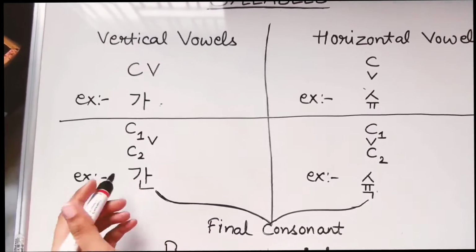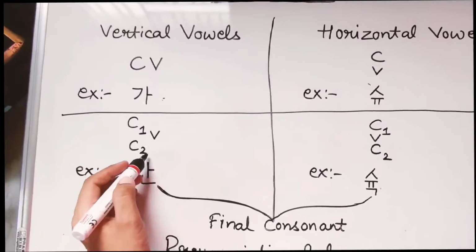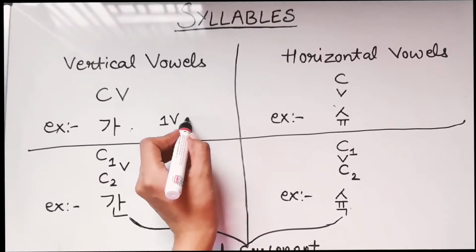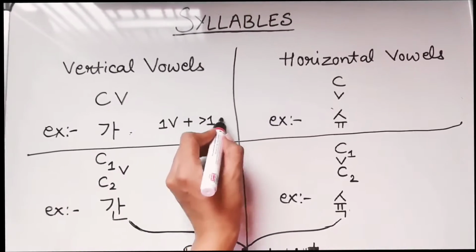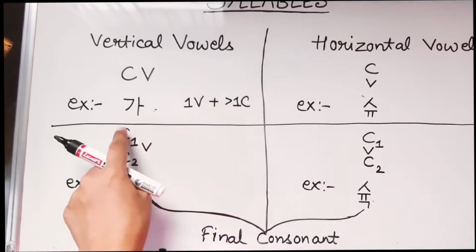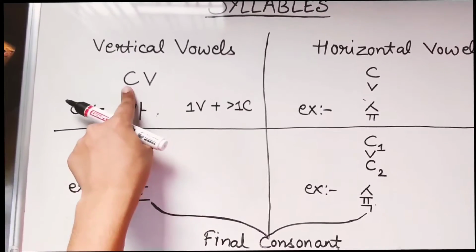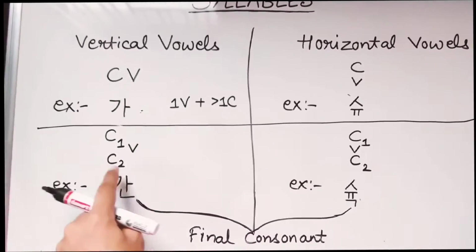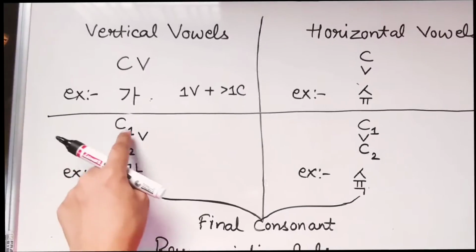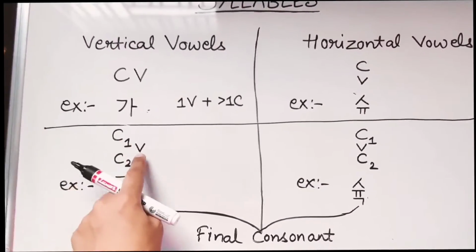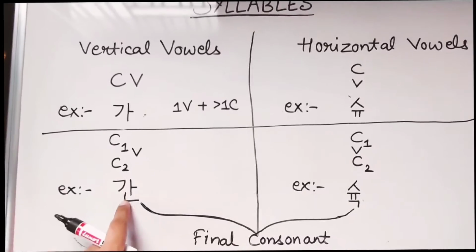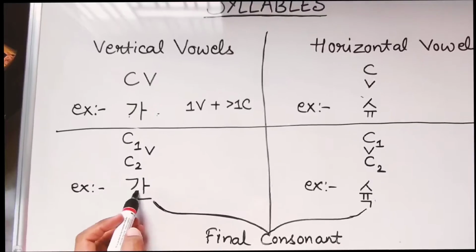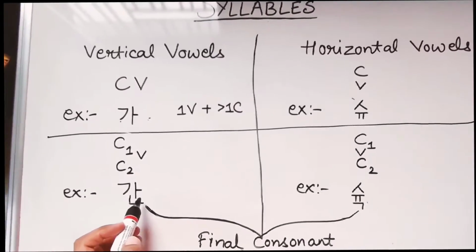In the case of vertical vowels, this is how you write the second consonant at the bottom. A syllable can have one vowel but more than one consonant, which is why this second consonant is placed at the bottom of the vowel, or you can say below the vowel. And this is how we write the syllable C1, V and C2. You can look at an example here, how I have placed the N consonant at the bottom.